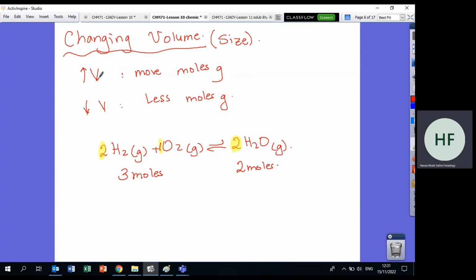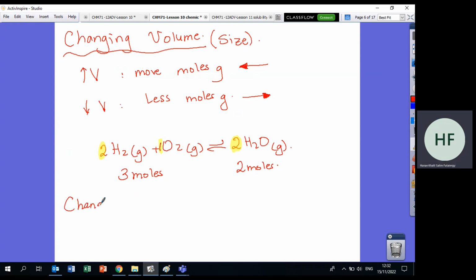When I increase the volume, I will move towards more moles. This way or that way? From 3 to 2 or from 2 to 3? More moles is this way, 2 to 3. So the reaction will move backward. Now when I decrease the volume, the reaction will move towards less moles. Which way? Of course forward. So be careful. In case of changing volume, you have to check the moles. More volume towards more moles, which makes sense because more volume, they need more space to sit in. Less volume, they need less moles because less moles need less space.